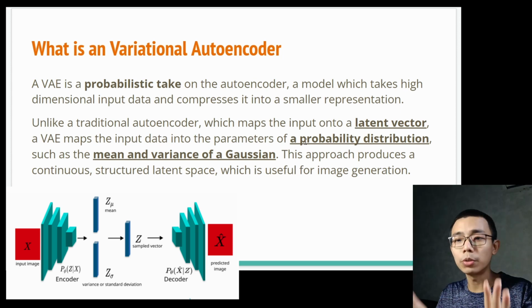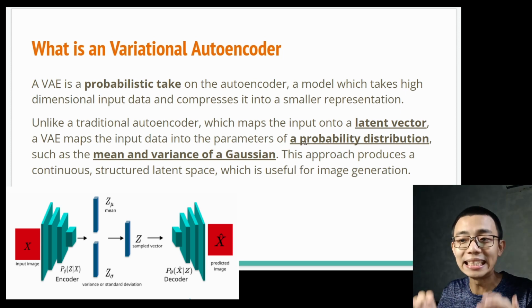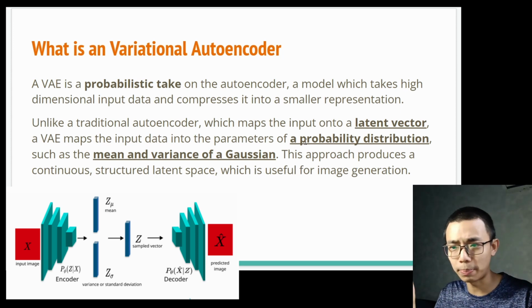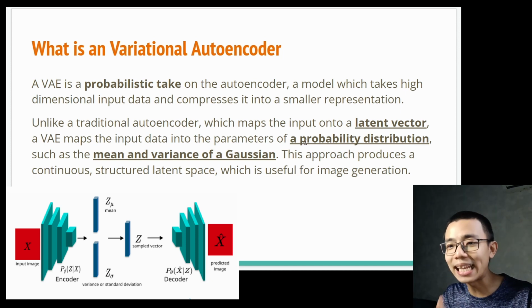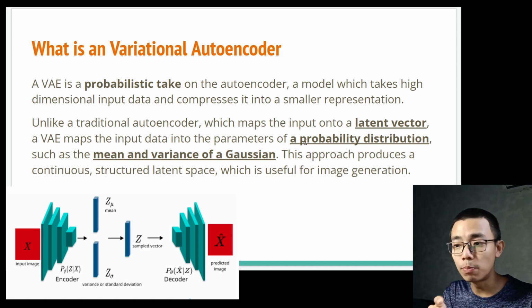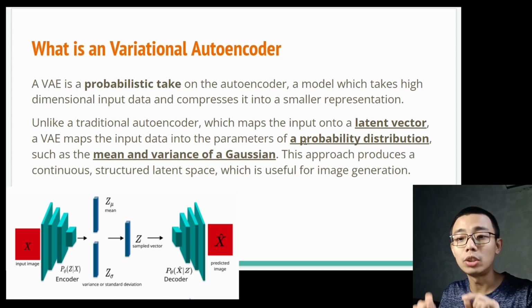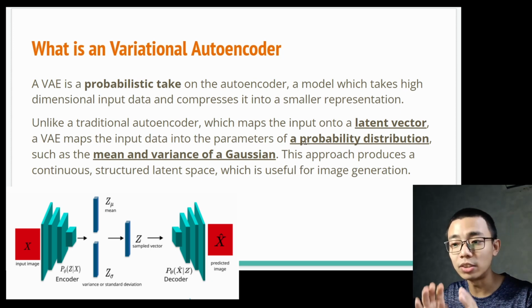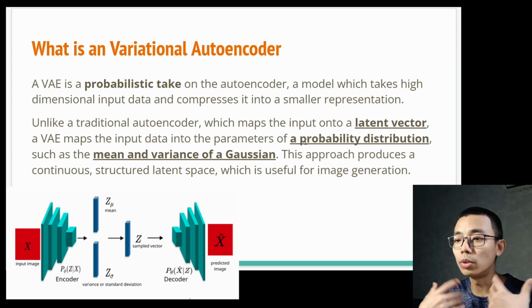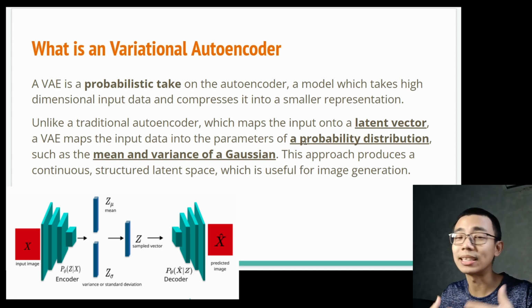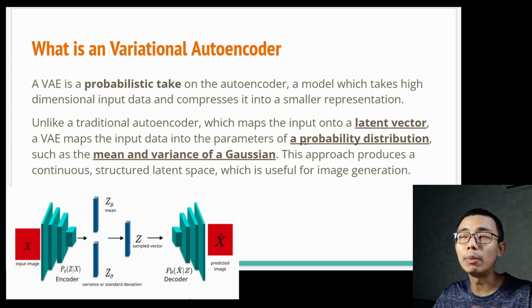Okay, so the variational autoencoder is basically a probabilistic take on the autoencoder, which takes the high dimensional data and compresses it into a smaller representation, which is the same, but unlike the autoencoder, which maps the input into a latent vector, which is like 2 numbers, a VAE maps the input data into parameters of a probability distribution, such as the mean and variance of a Gaussian distribution. So this approach produces a continuous structured latent space, which is useful for not just image generation, but for a little bit more general approach on how the data is actually stored.